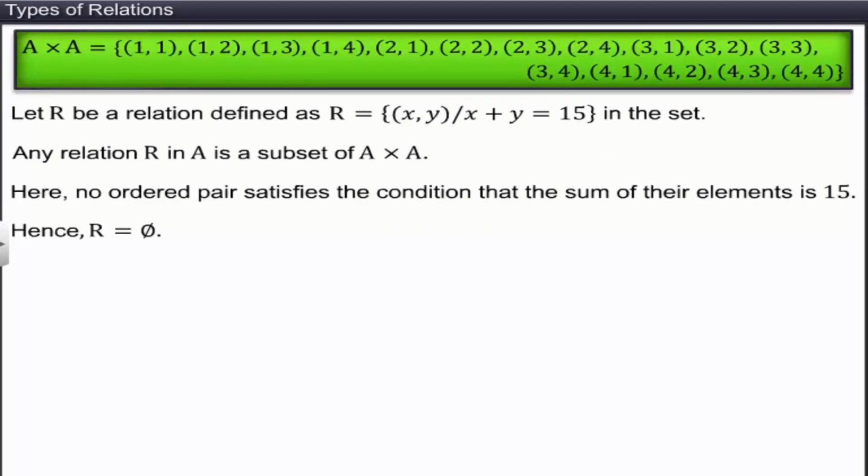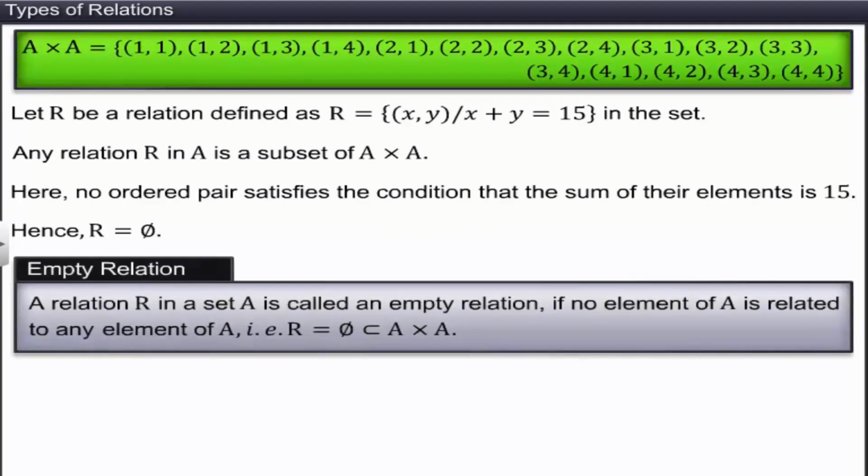Mathematically, a relation R in a set A is called an empty relation if no element of A is related to any element of A. That is, R is an empty set and is a subset of A cross A.